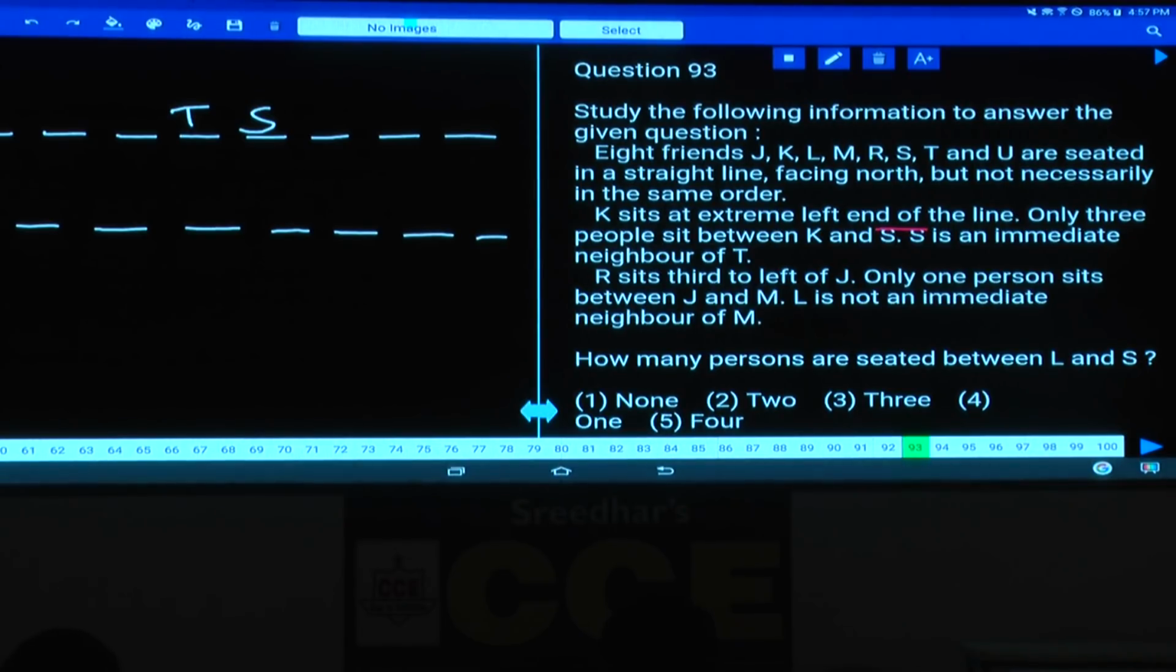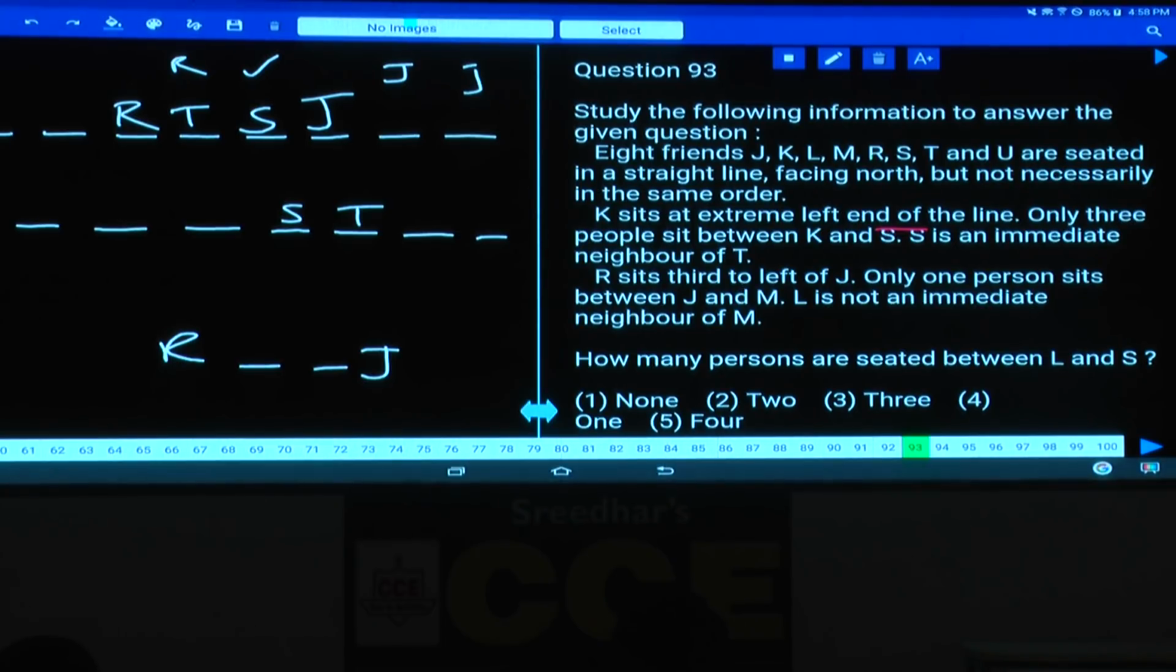K is here. 3 people between K and S. S is an immediate neighbor of T. R sits third to the left of J. One person between J and M. Now, can J be at this place? J cannot be here. If J is here, 1, 2, 3, R must be here, which is not possible. Hence, J must be at this place. If J is here, then R will be here.